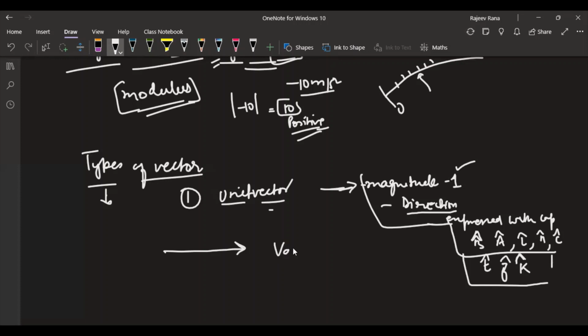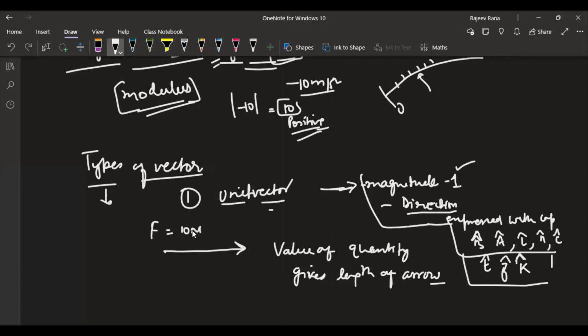The value of the quantity gives the length of the vector. Suppose force is equal to 10 Newton. You are expressing this with 10 Newton. So 5 Newton will express half of it, obviously. So the length of the vector is according to the magnitude of the vector.